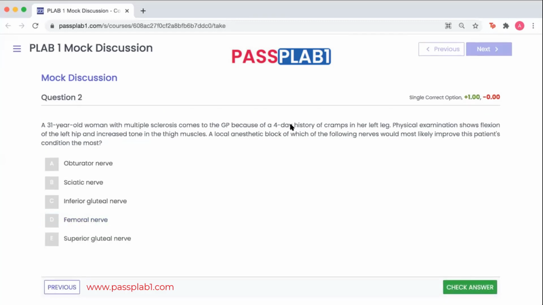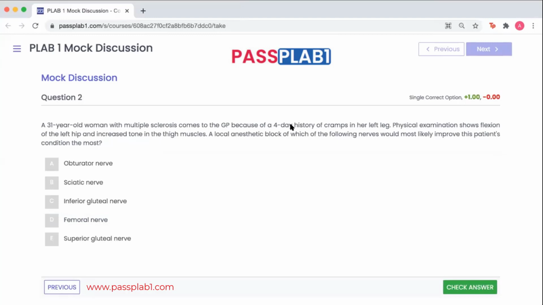The next one was a 31-year-old woman with multiple sclerosis who comes to the GP because of a 4-day history of cramps in her left leg. The physical examination shows flexion of the left hip and increased tone in the thigh muscles. A local anesthetic block of which of the following nerves would most likely improve this patient's condition the most?